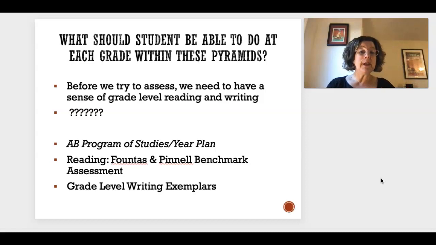We will look at the Fountas and Pinnell reading benchmark assessment. We'll be looking at these in class because, for a standardized assessment tool, I think they're useful to give you a sense of where students should be at. And we'll have a bit of a go with those. And then grade level writing exemplars. You can go online and look up some grade writing exemplars and see, okay, I'm going to be teaching grade 4 in 3 weeks. I actually don't know where grade 4s should be at.